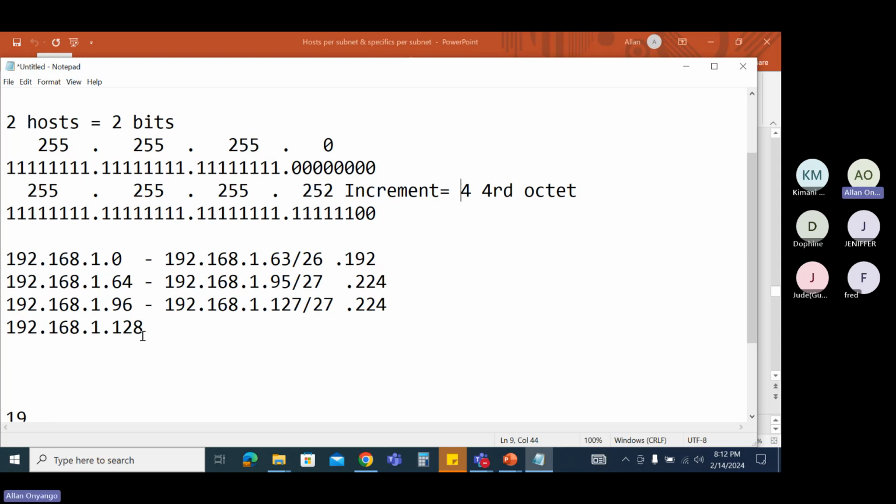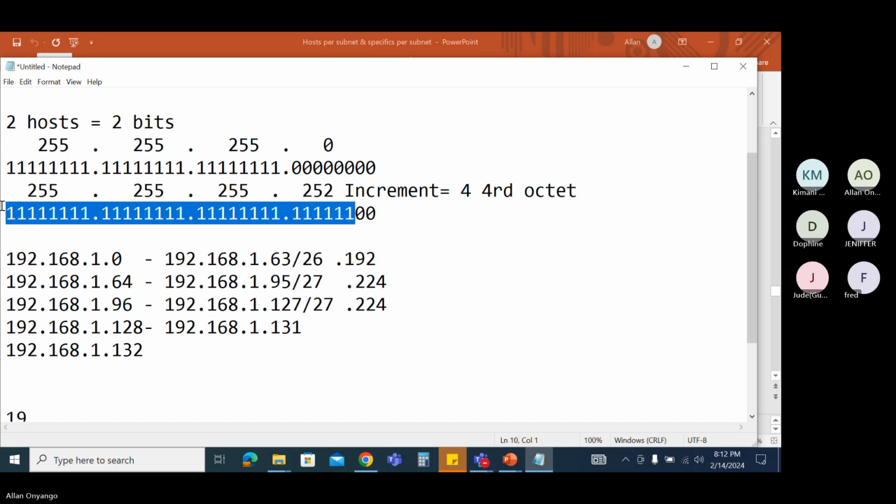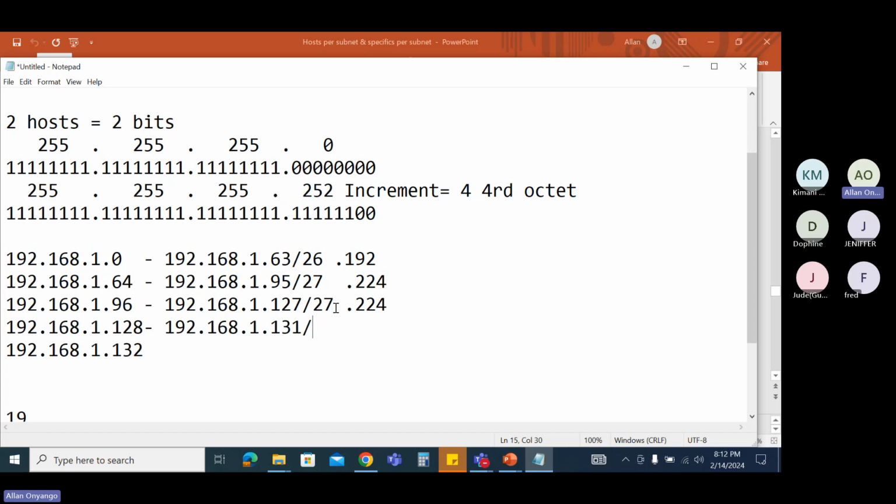So we are going to add it how many times? Because we have three networks that need 2 hosts. So we add the increment, which is 4. What is 128 plus 4? 132. Okay. This is beginning at 132, this one ended at 131. Very good. This is slash, guys. The last slash. If all of them are ones, they are 32 minus 2. This is supposed to be slash 30.